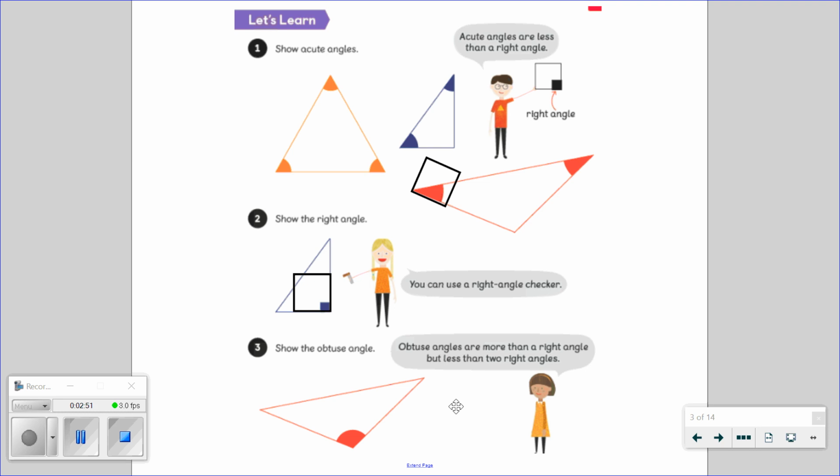Amira is looking at obtuse angles, and she tells us that obtuse angles are more than a right angle, but less than two right angles. So more than a right angle, but not so big that they're bigger than a straight line. Let's use our square to look at the marked angle in Amira's triangle. Here's my rotated square. And here you can see that the angle is bigger than my right angle, so it is obtuse.